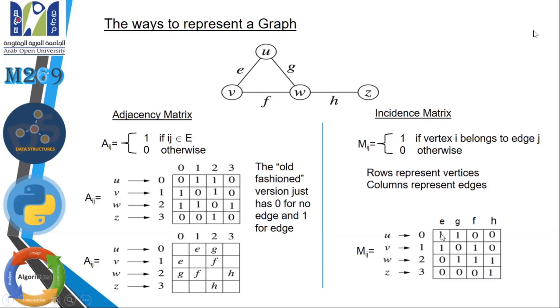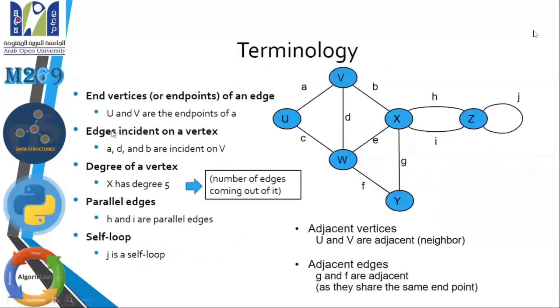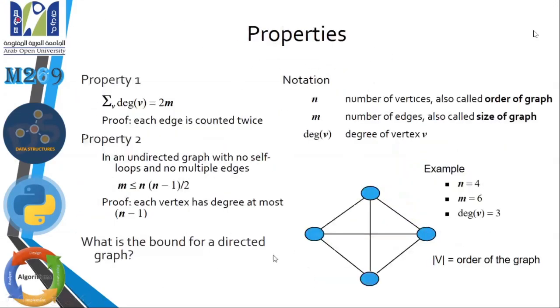U and F is 0. F and H are not belonging to that one, or vice versa, not belonging. So that's how it works. Incidence, go back to the definition we read a while ago: edges incident on a vertex. A, D, B are incident on V. So what are the incidents? A, B, D. So if there is a matrix representation, it will be 1 1 1 for those. This is simply the idea of that one.